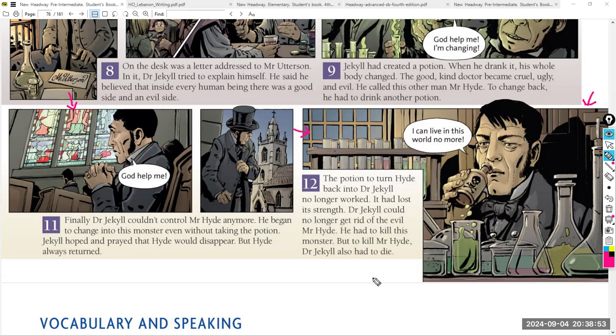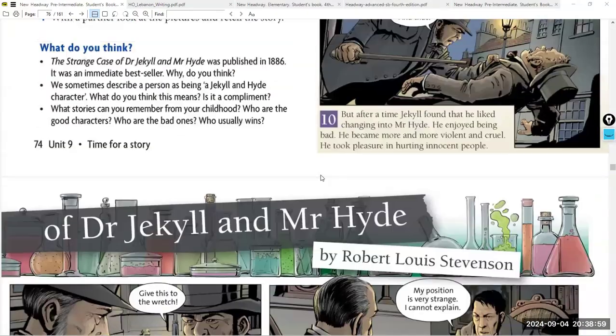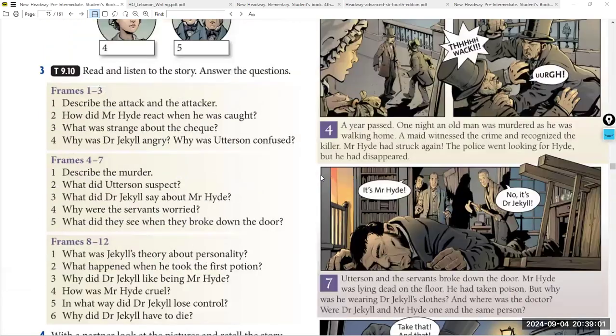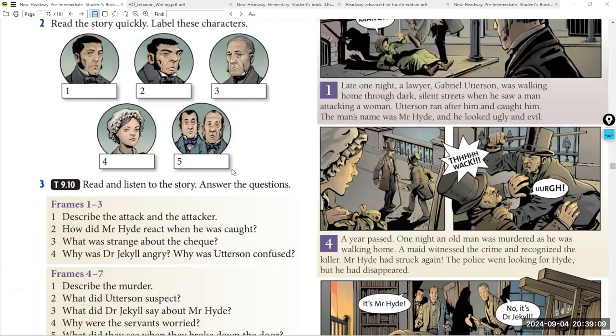Okay, so after taking a look at the pictures that we have about Mr. Hyde and Dr. Jekyll, now I think it's the time to listen to the story. Let's listen to the story. And absolutely, after that, we have some questions. These questions need to be solved.